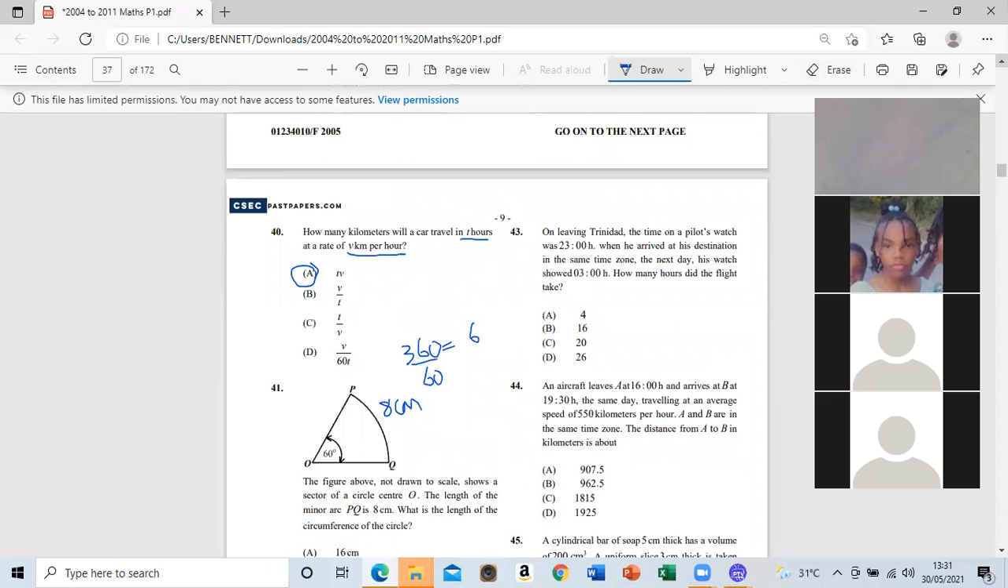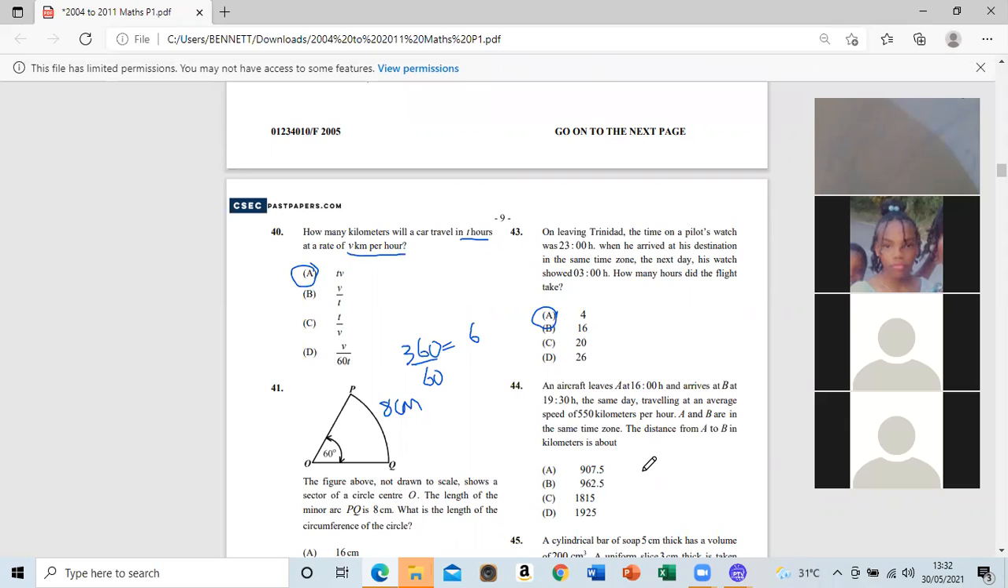Sir, that was 4 also. All right, 4 hours. The one here is a little bit different. An aircraft leaves A at 1600 and arrives at B at 1930 hours the same day, traveling at an average speed of 550 kilometers per hour. A and B are in the same time zone. The distance from A to B is... Work this out now, guys. So I look for the distance. How do we find distance?